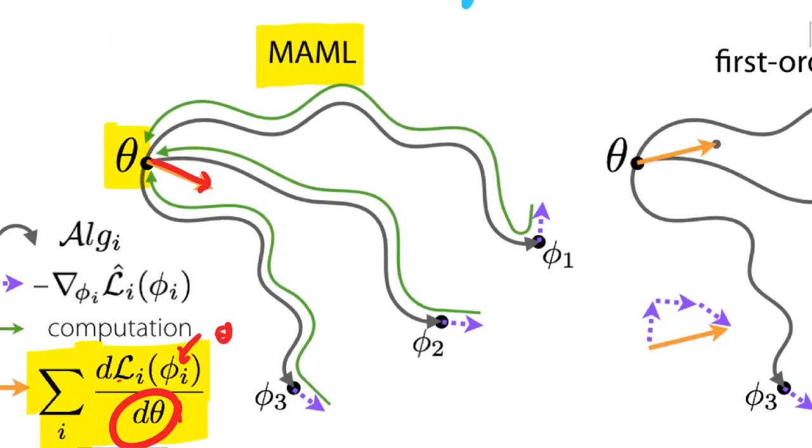You can see this here. You start out with the initial parameters, and let's say you give them to task 1. Task 1 is going to take these as initialization and then run SGD. So maybe it will perturb these parameters to come up with phi1. These parameters are the adapted version for task 1.